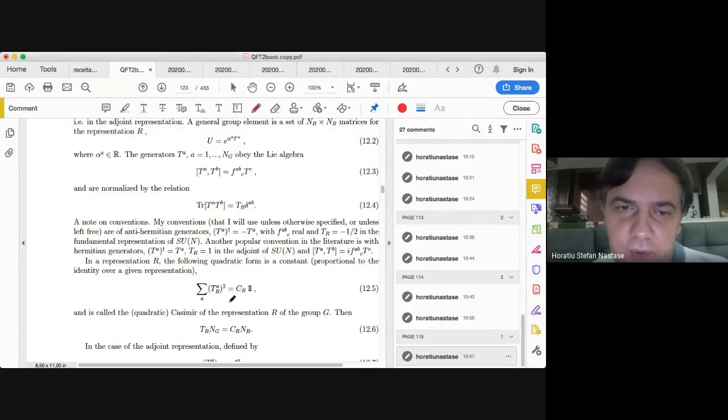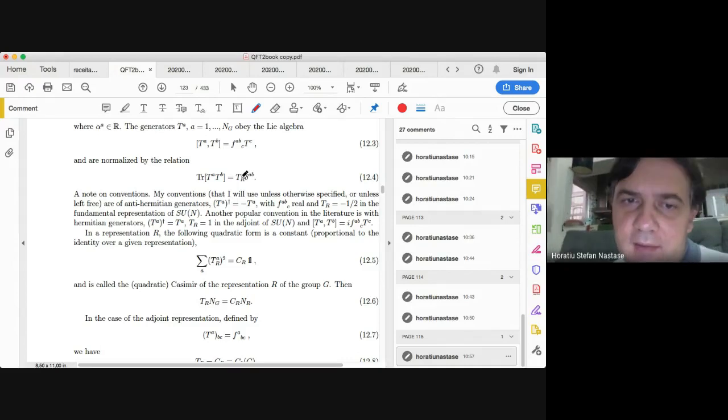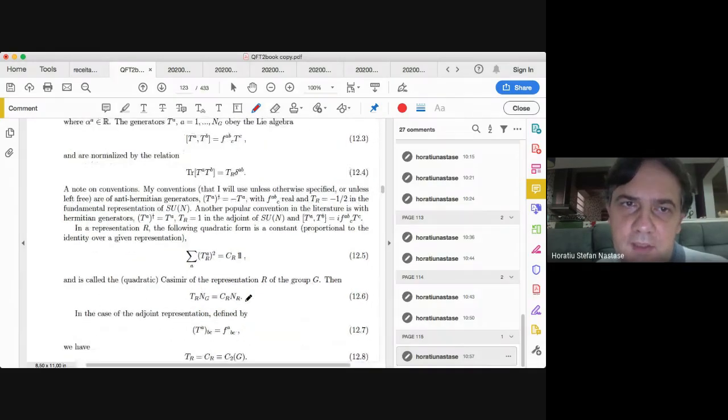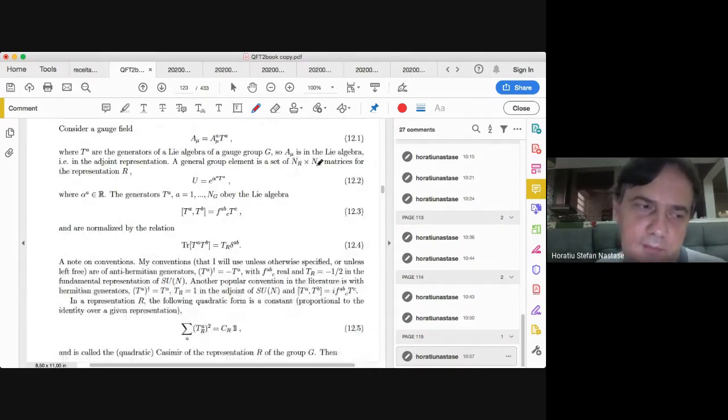Now, with these definitions, there's a relation between these various constants. That is to say, T_R, the constant that is defined by the convention for normalization, times the number of generators, N_G, is this quadratic Casimir C_R times N_R, which means the dimension of the representation, so to speak. So matrices are N_R by N_R.